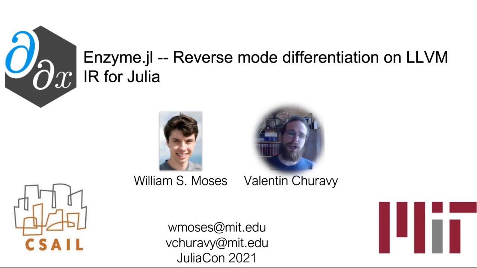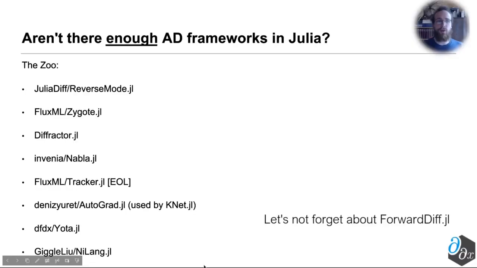My name is Churavy. I'm going to talk about Enzyme.jl, reverse mode auto-differentiation over LLVM IR. When we talk about auto-differentiation in Julia, there is one question. Aren't there just enough AD frameworks already?